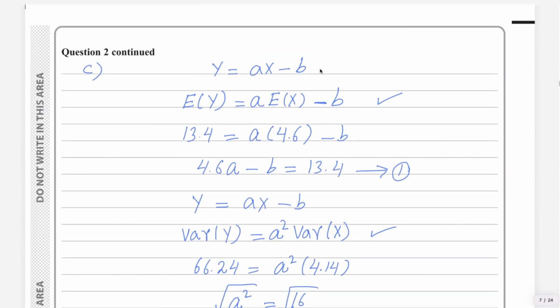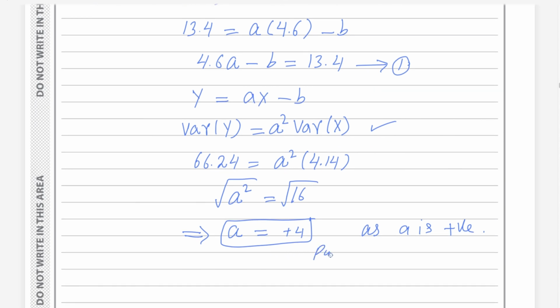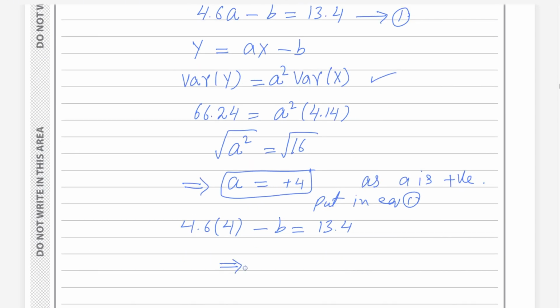Now, how to get the value of b? We got the answer of a. Just use this value in this equation to get the value of b. Put this value in equation number 1. So it will be 4.6 times the value of a, which is 4, minus b equals 13.4. From here you can get directly the answer of b. Because b is going there, it becomes positive, and you bring this value to the left side: 4.6 multiplied by 4 minus 13.4. The answer will be 5. So this is the answer for b. Part C is done. Hopefully you understand.